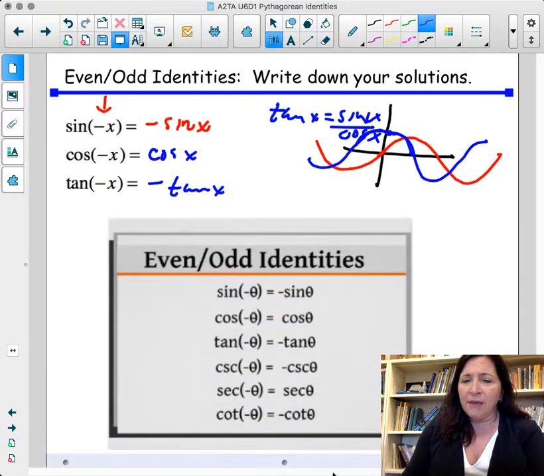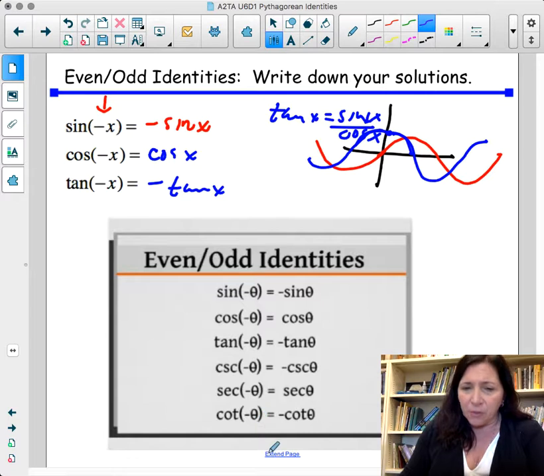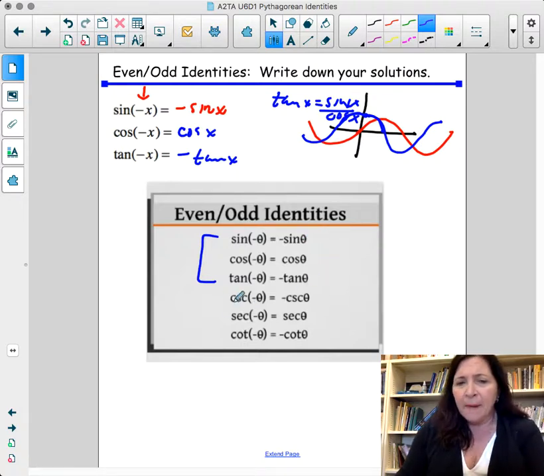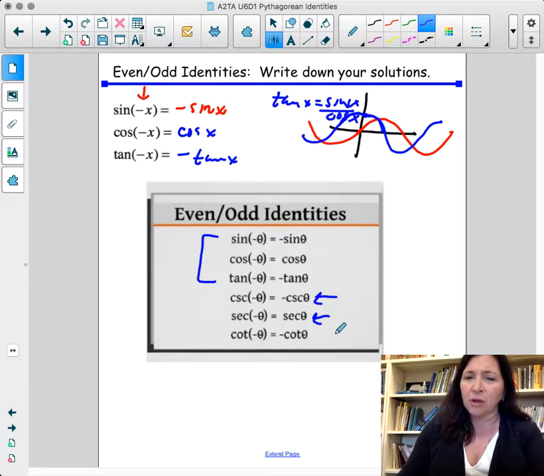Okay, so we have several others, but mostly what you need to understand is that these three right here are negative sine, positive cosine, negative tangent. These are their reciprocal functions. So sine, of course, is going to be negative, even if you flip it over, it's still negative. The reciprocal function for cosine is going to be positive, and for tangent will also be negative.